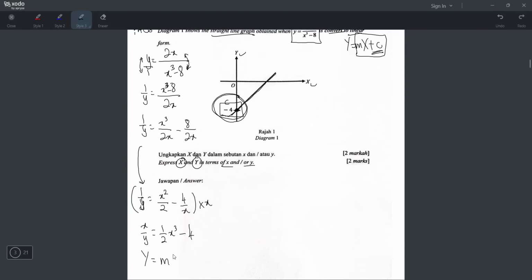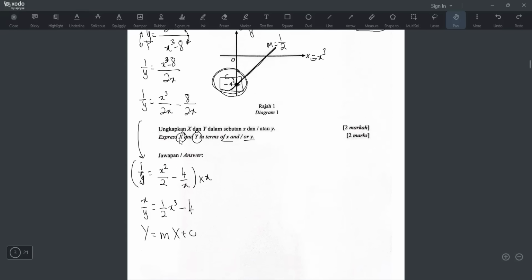So now you can write this y equals mx plus c. So what is your y-axis? X over y. It means the y-axis is x over y. And your gradient is 1 over 2. But I don't think we will use the gradient to answer this question. And then the x-axis is x power 3. And you can see your c is -4, which is a perfect match with what the diagram shows us here. C is -4.